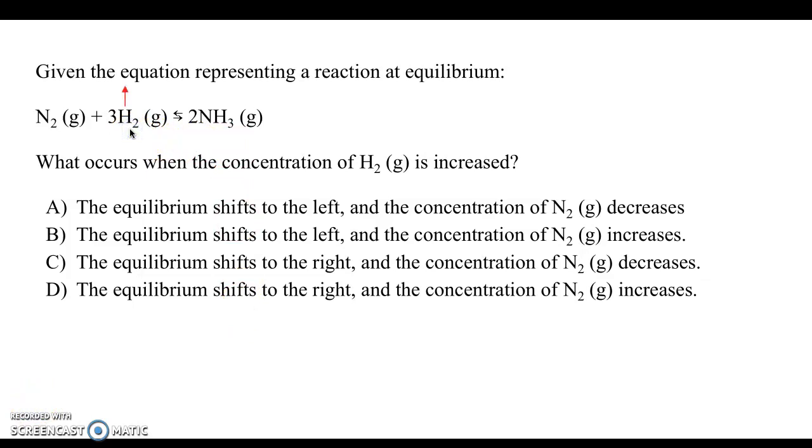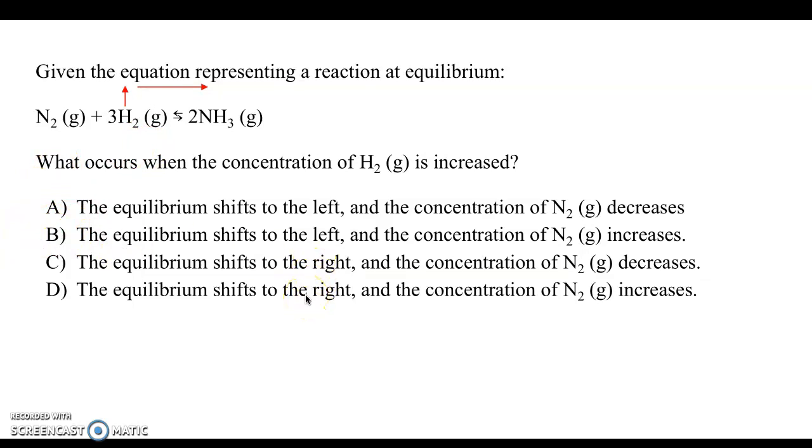our equilibrium is going to shift to use up the excess hydrogen gas. So we're going to see a shift to the right. This way, the extra hydrogen gas is being used up. So let's see, that gets rid of options A and B. It has to be C or D, right?